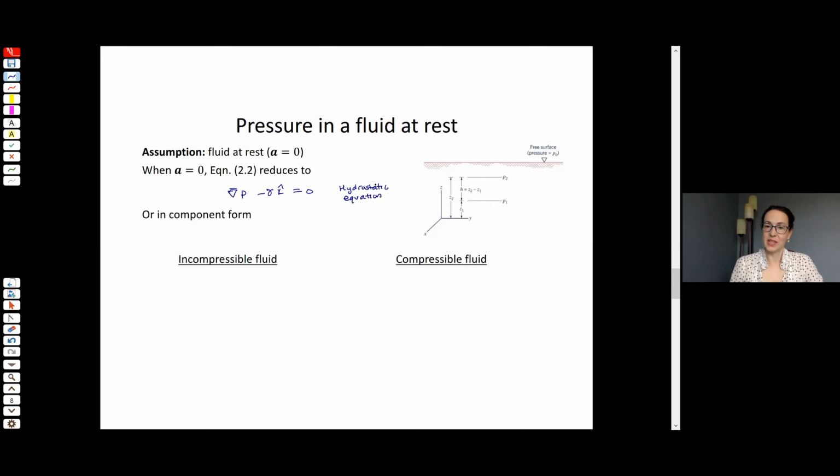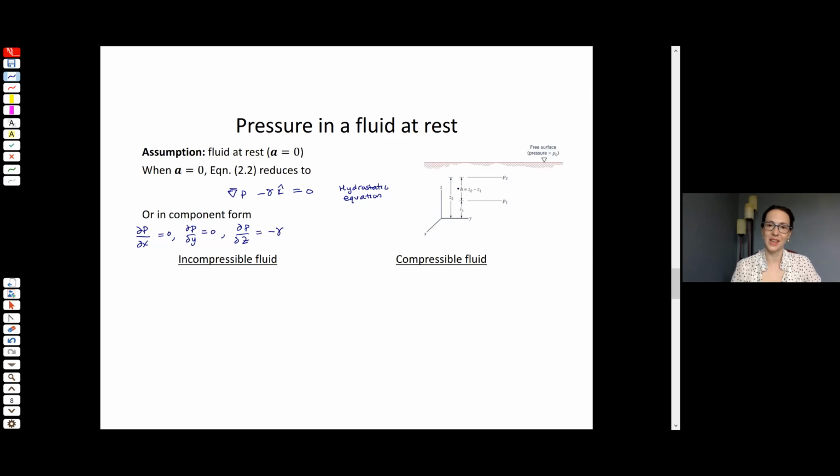All right, or if we write this out in component form, it would be dp/dx is equal to 0, dp/dy is equal to 0, and dp/dz is equal to minus gamma. So we see that the pressure in a fluid at rest doesn't change in a horizontal plane, right? It doesn't depend on the x direction with the axes that we're using here, where z is the vertical direction. It doesn't depend on the x direction, doesn't depend on the y direction, only changes in the vertical direction, okay?